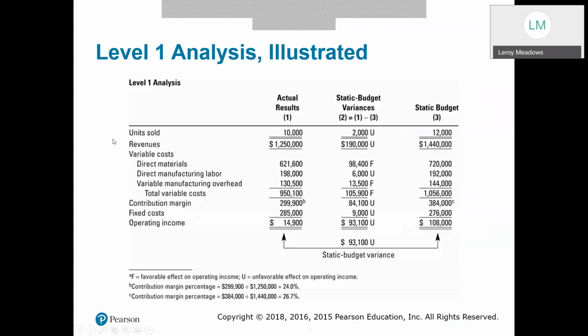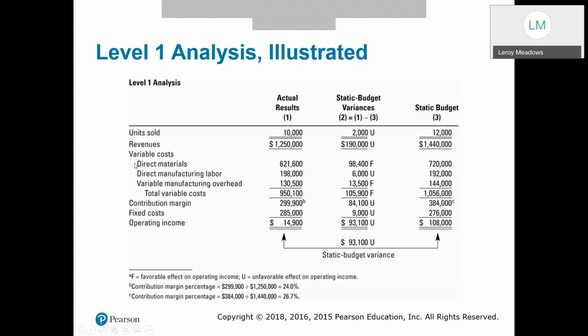Let's take a look at the line item for revenues here. Our static budget was going to generate $1,440,000 worth of revenue. However, we actually sold and earned revenue of $1,250,000. So what's the difference between our actual results and our static budget? $190,000. And it's unfavorable because, all else being equal, that $190,000 less revenue is going to have us decreased operating income.